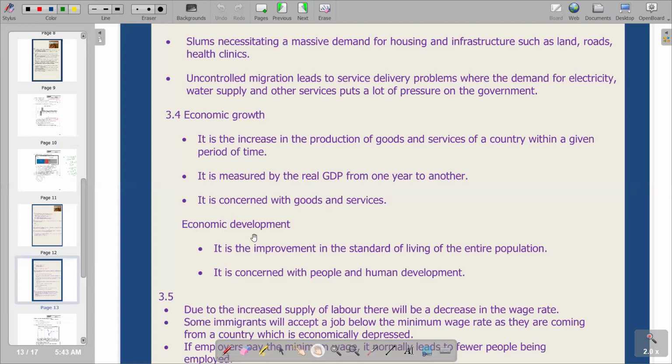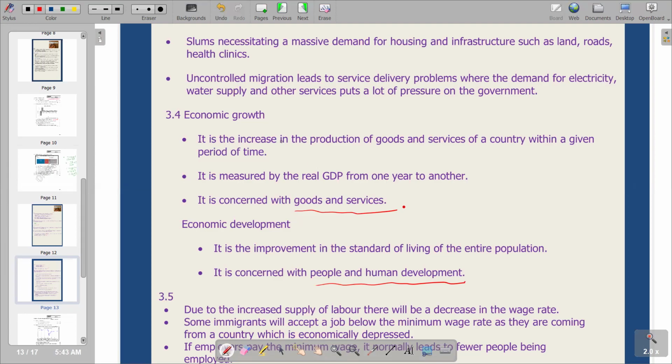Then on economic development, the first point, it is an improvement in the standard of living of the entire population. So standard of living is the key term there. Then beneath that, we've got it is concerned with people and human development. Very important. We are seeing that under economic development, it is concerned with people. Under economic growth, it is concerned with goods and services. So it becomes a very important analysis that we are seeing there.